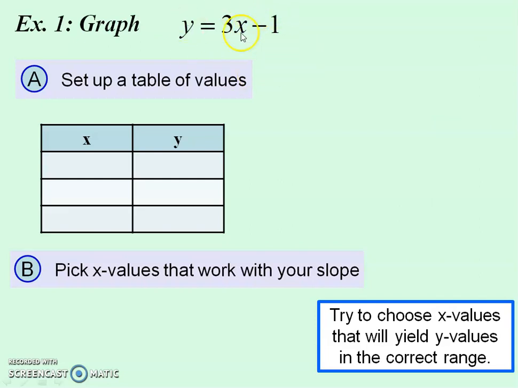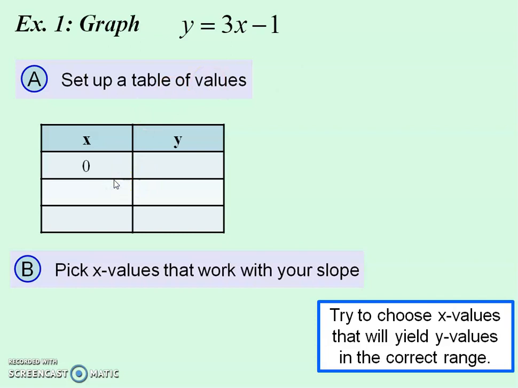My initial value is -1. So when I'm graphing, I'm probably going to choose to scale my axes, the x and the y axis, by 1. So I'll go 1, 2, 3, 4, 5, etc. And the negative side, -1, -2, etc. So what I don't want to do probably is pick a number like 100 for x, because if I did, it would give me 3 times 100 minus 1 is 299. That would be too big for the scale of my graph. So probably I'll pick numbers close to 0. I'll pick smaller numbers so that it'll be easy to graph.